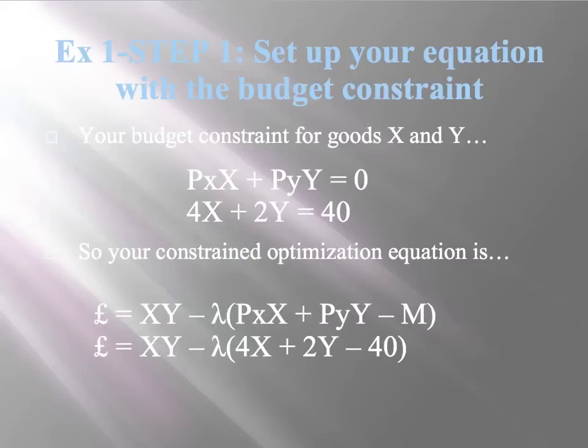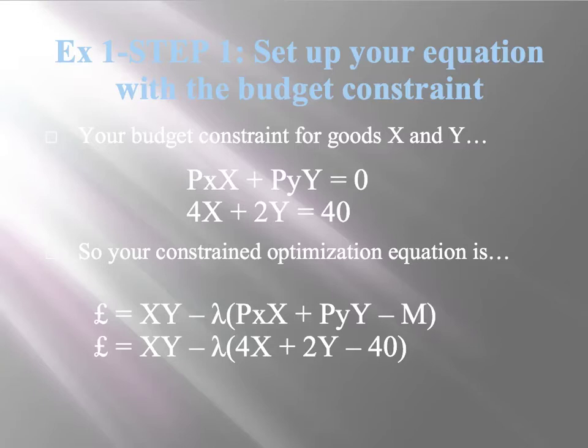So now what we can do is basically head into step 1 of the Lagrangian multipliers approach. This first step is to set up your equation with the budget constraint. So our budget constraint, we said, is this 4x plus 2y equals 40, which we got from the assumptions on the last screen. We also got from the assumptions on the last screen that our utility function was xy.